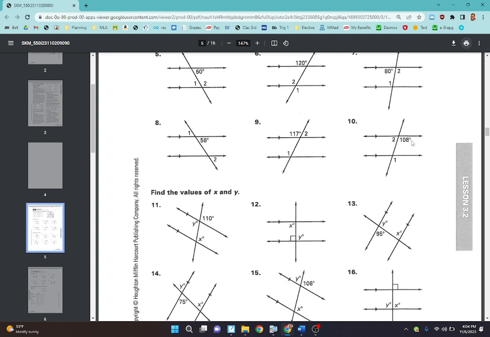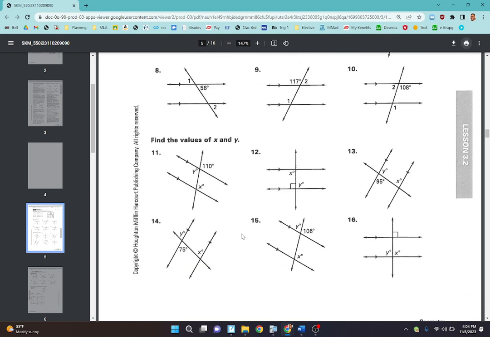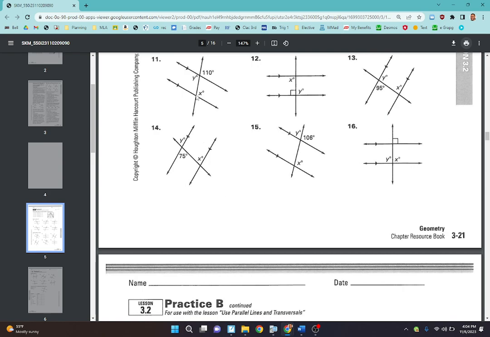Can I do 11? So what about 110 and x? They're corresponding, so they're equal. And then what about 110 and y? Then they have to add up to 180. No, y is vertical, so they're also equal. So you have to be careful. They're separate relations. What do you write? They're equal, they're congruent. You write vertical. They're vertical. So in number 11, they're both 110 in that case.